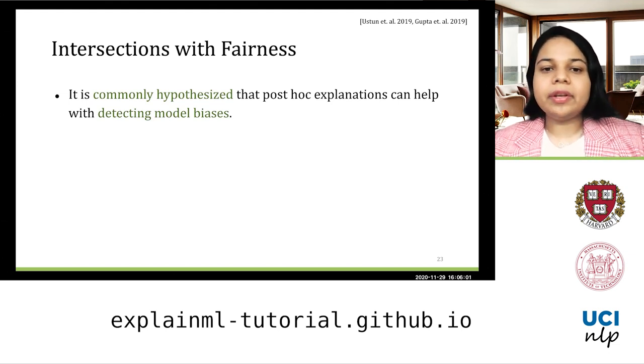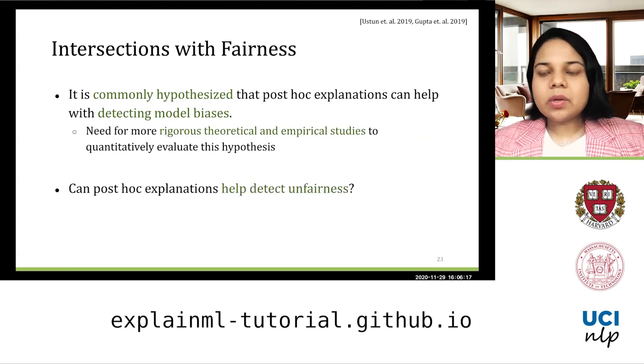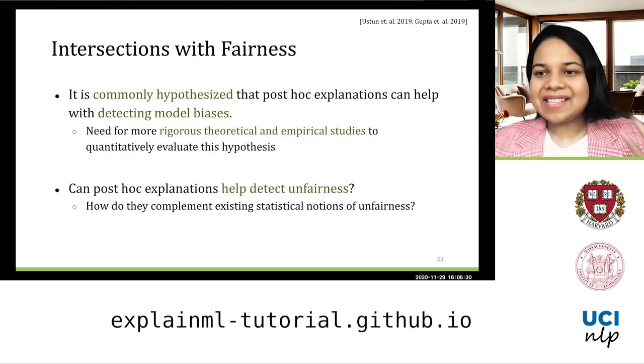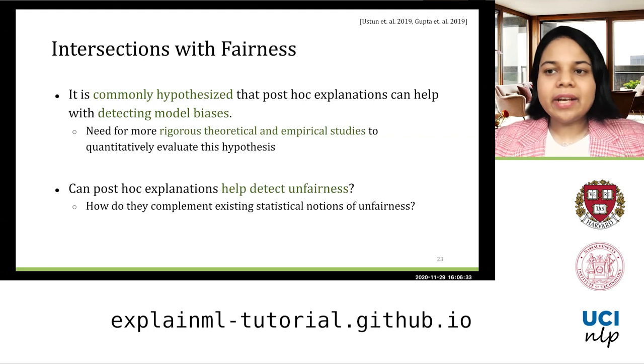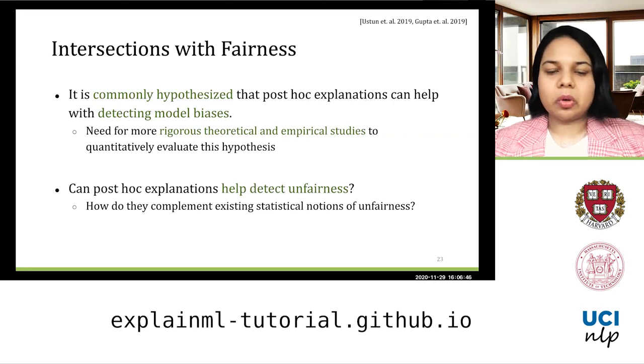And it is, in fact, often commonly hypothesized that post-hoc explanations can help with detecting model biases. However, there is a clear need for more rigorous theoretical and empirical studies to quantitatively evaluate this hypothesis. We also need to think about other deeper questions like, can post-hoc explanations actually help detect unfairness? If so, what kind of unfairness would that be? Does it really map to any of the existing statistical notions of unfairness? In addition, how does the unfairness that is detected by explanations complement existing statistical notions of unfairness? All these questions are relatively unexplored.